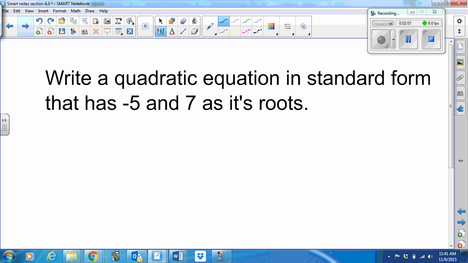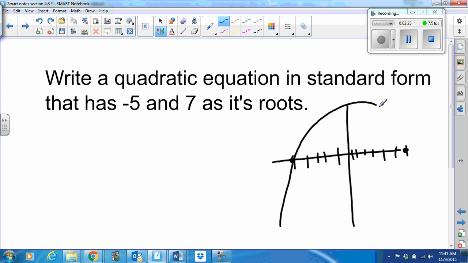So if we want to write a quadratic equation in standard form that has roots of -5 and 7, this quadratic might look like this. It's crossing the x-axis at -5, and it's crossing the x-axis at 7. We don't know what a is in this case, but it might be a quadratic that looks like this, or it might be a quadratic that is going right side up. But it doesn't matter, they just want you to write a quadratic equation.